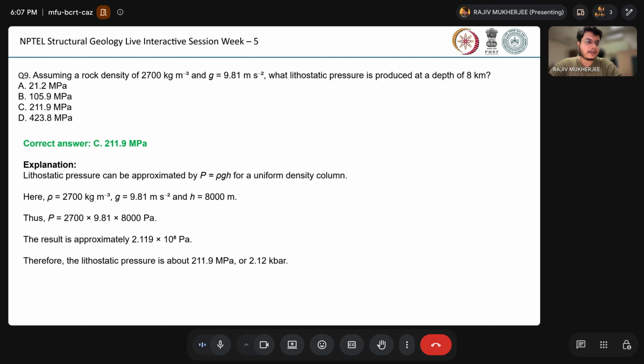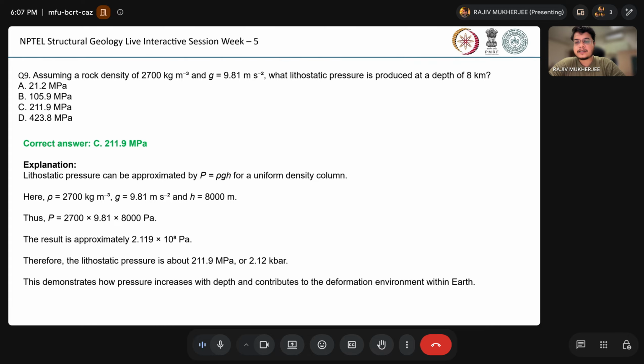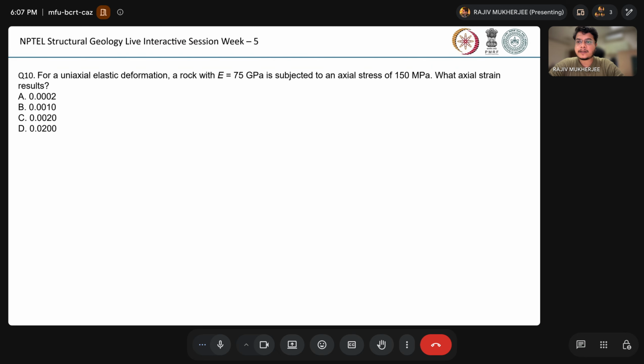and therefore it is equivalent to 211.9 megapascal, or roughly 2.12 kilobar, right? So this demonstrates how pressure increases with depth and contributes to the deformation environment within Earth, right? Okay, so let us head on to the next question.